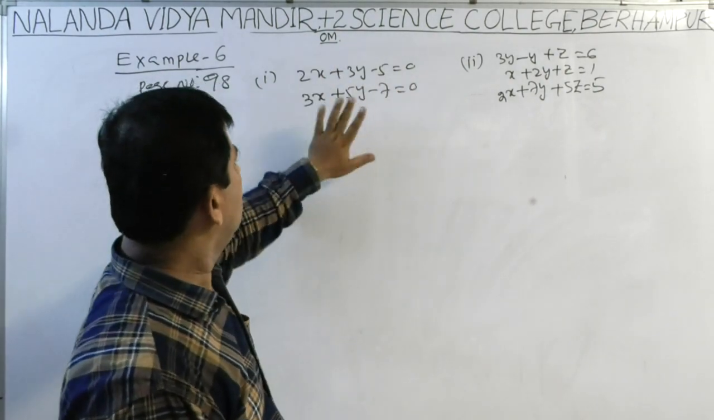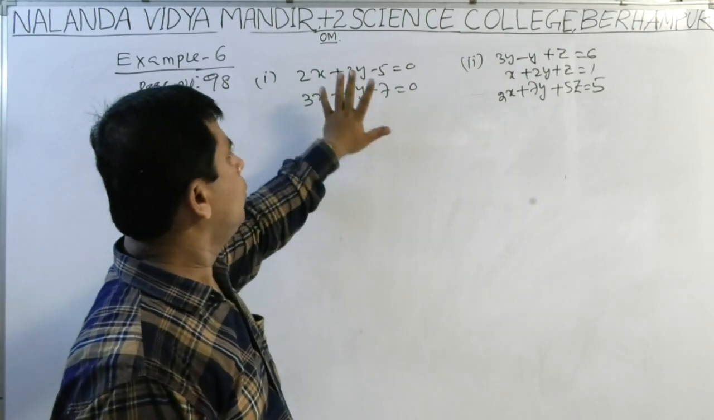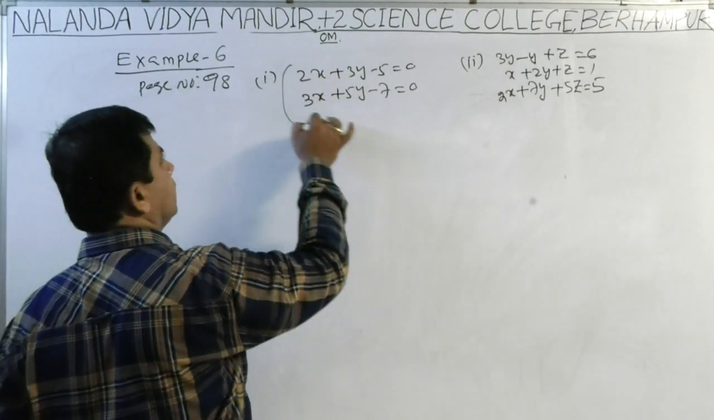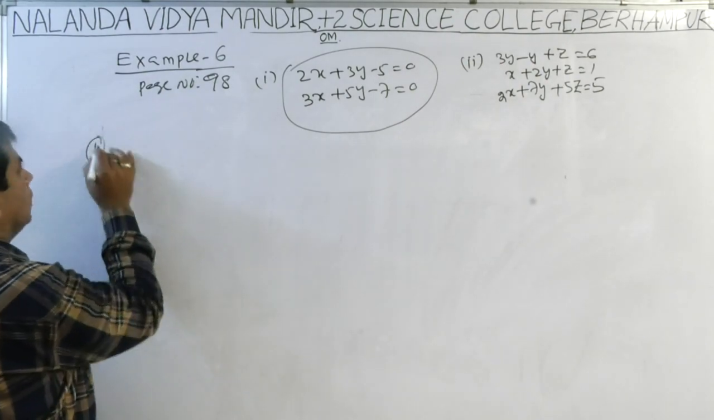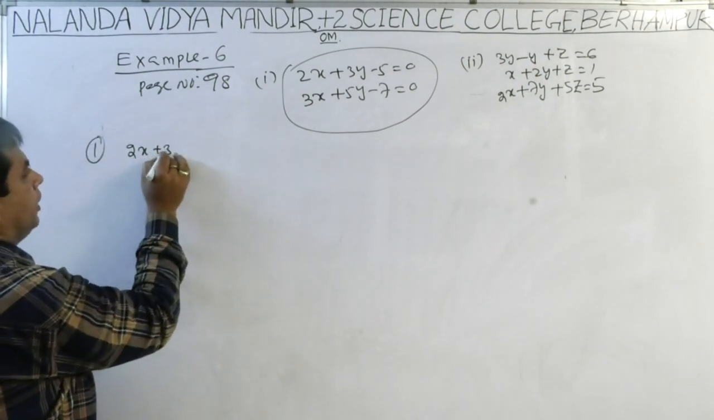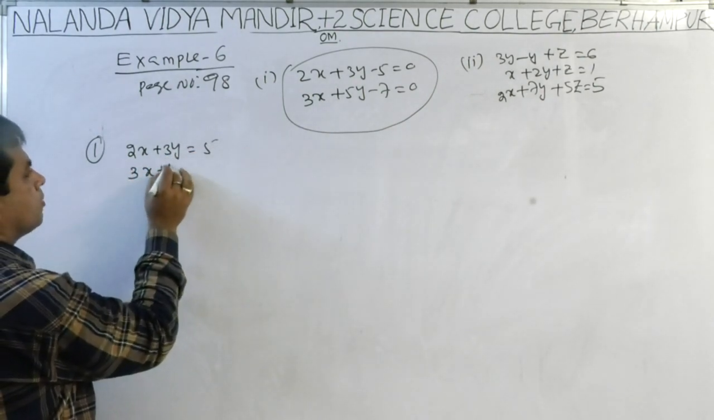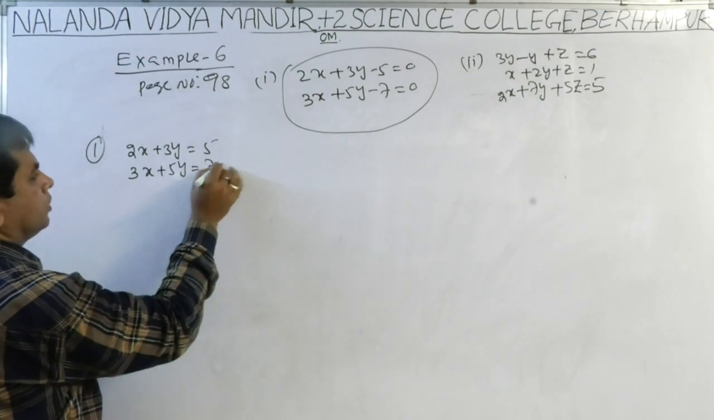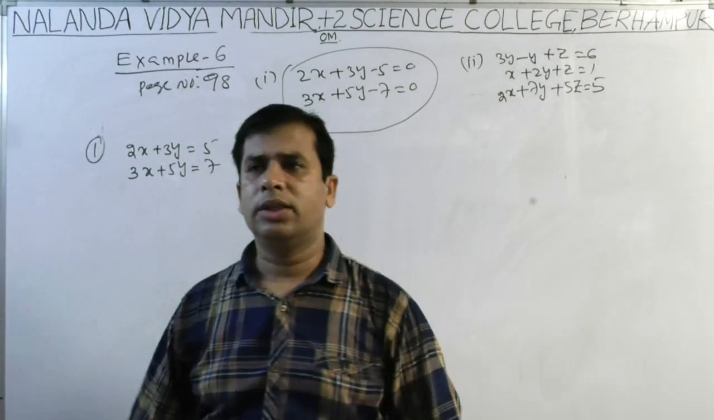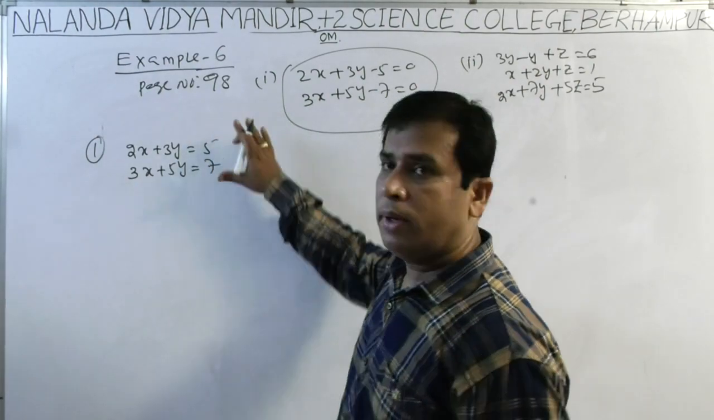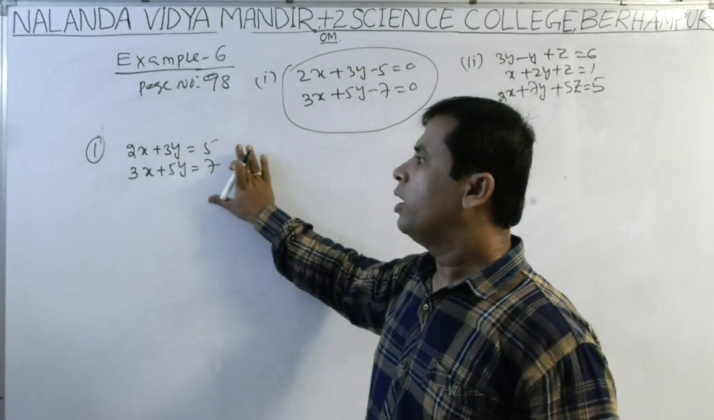Here, in the first question, there are two linear equations having two variables. These two equations can also be written as 2x plus 3y is equal to 5, and second equation 3x plus 5y is equal to 7. Now, this question says that this equation can be converted into matrix form.